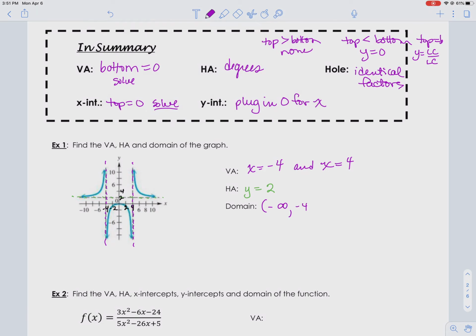Negative infinity up to -4, but it can't be -4. Notice that's where our asymptote is. The middle is going to go from -4 to +4. And then finally, the end is going to go from 4 to infinity. And again, you can put semicolons in there, or you can put your union, however you want to connect those.